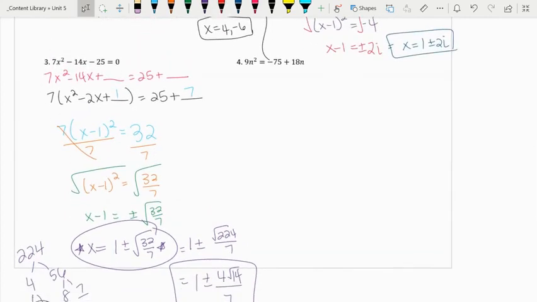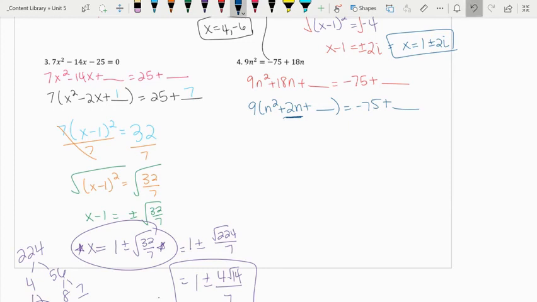All right, last one for the day. So we have 9n squared plus 18n plus blank equals negative 75 plus blank. First thing to do is factor out the 9. So we're left with n squared plus 2n plus blank equals negative 75 plus blank. Now, going through all of these examples, we do end up with 2 a lot here, and that does happen a lot, but it's not always 2. So you're not always going to do it the same way.